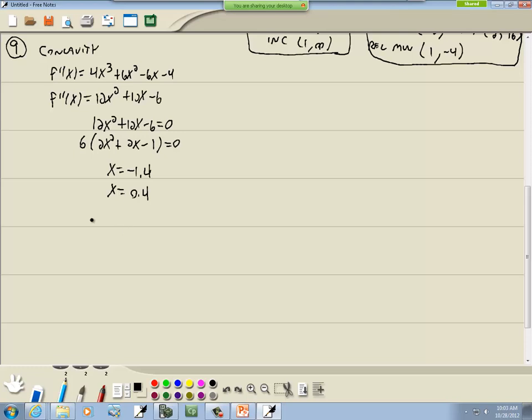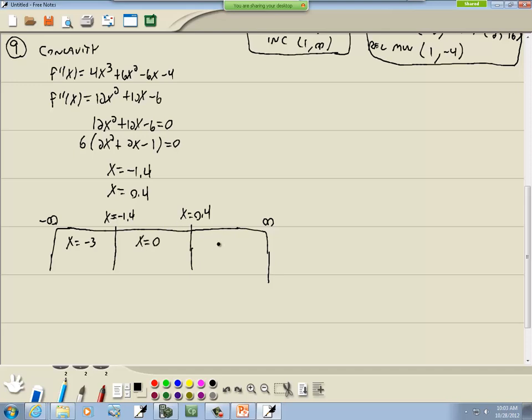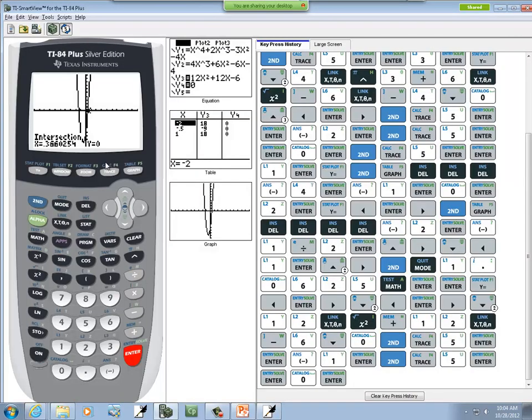Okay. Those are our critical values. So here's x equals -1.4, and here's x equals 0.4. Here's positive infinity, and here's negative infinity. We'll pick test cases. We'll pick a value between negative infinity and -1.4, like -3, something between -1.4 and 0.4, like 0, and something greater than 0.4, like 1. And we will plug those into our second derivative.